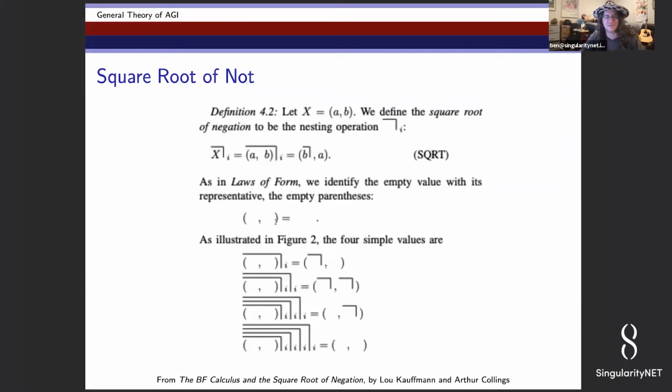Like you iterate it twice and you get not, which is kind of cool. In ordinary Boolean logic, there is no square root of not, right? So the square root of not operator, the imaginary distinction, is shown here. You apply the square root of not to a comma b, and you get not b comma a. And of course you do that twice, you're going to get not a comma not b. You're going to be negating both components.